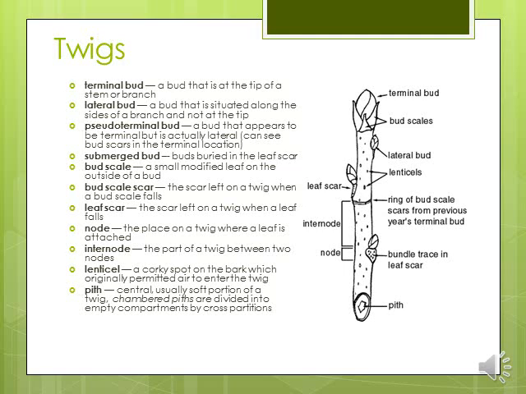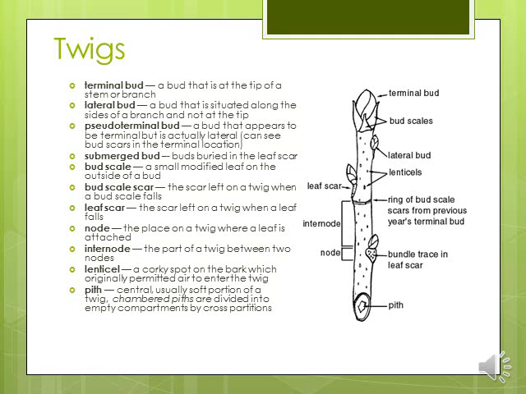So here we've got the various parts that you'll see on a twig or the stem of the plant or the tree or shrub. And at the very end of the twig, you have the terminal bud, and that's just the bud that's going to grow into new leaves at the very tip of the stem or the branch. Lateral buds are buds growing off the side, and pseudo-terminal buds are buds that appear to be terminal, but they're actually lateral buds. Submerged buds are buds that are buried in the leaf scar or where the leaf fell off, so they're kind of buried down in the twig.